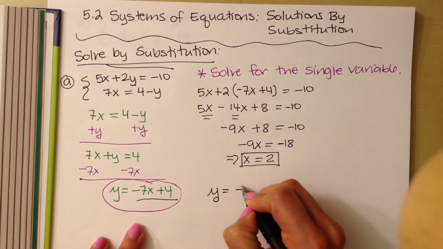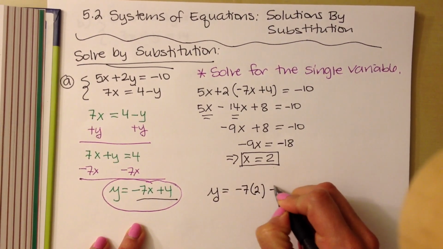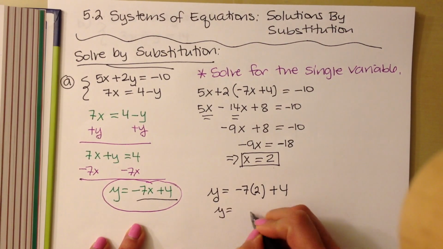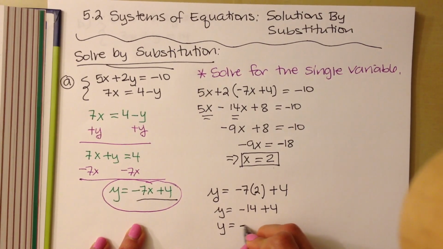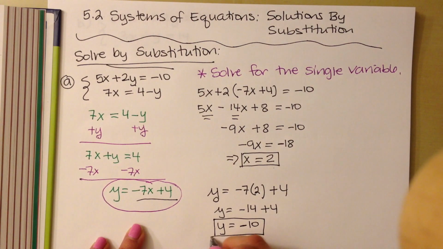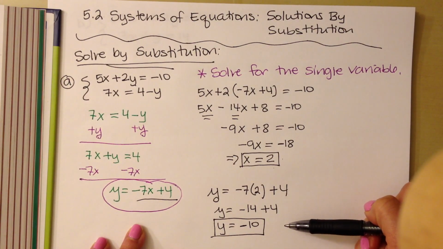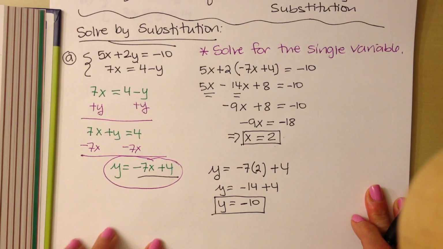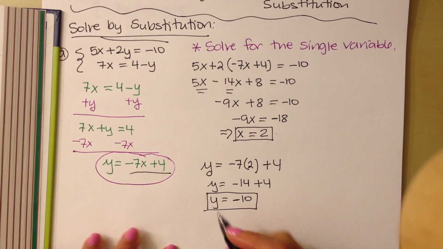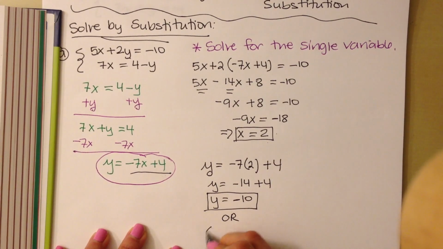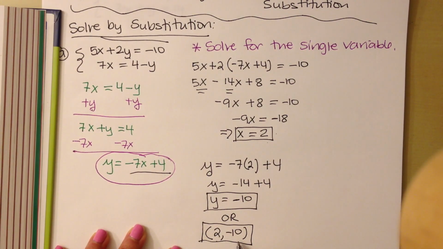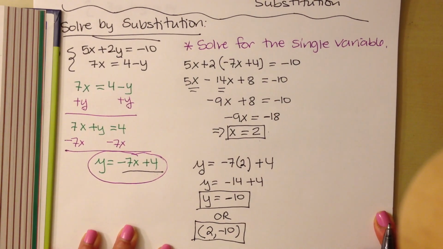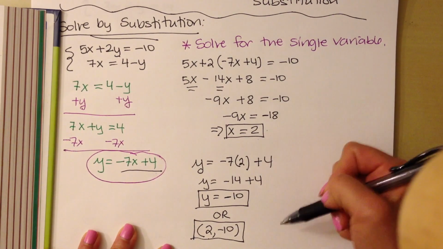Y equals negative 7 times 2 plus 4. Y is negative 14 plus 4. Y comes out to be negative 10. You can box your answers separately. We can also write our answer as an ordered pair. 2 comma negative 10. Make sure that this is in the correct order. X first, Y second.